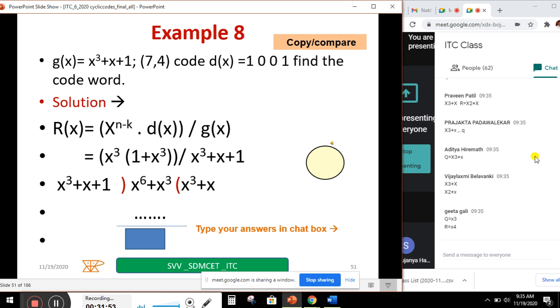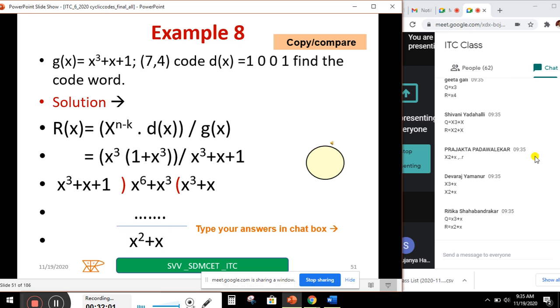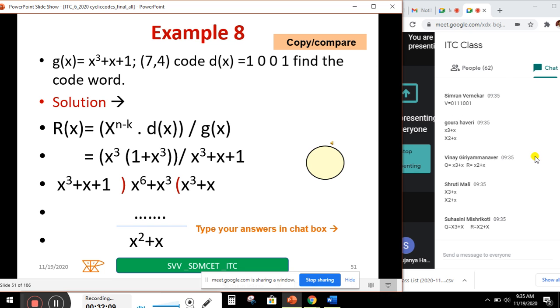Let me show my answer also. I got x cube plus x. I think Geeta typed only x cube and x square plus x. And Geeta has typed only x4. I don't know. x4 will not be obtained. Prajakta, Simran has typed code only. Vinay Giriaminavar, okay, x cube plus x square plus x is correct.